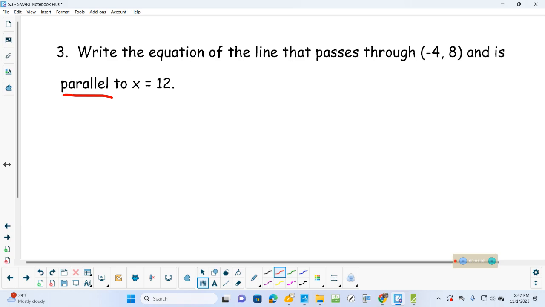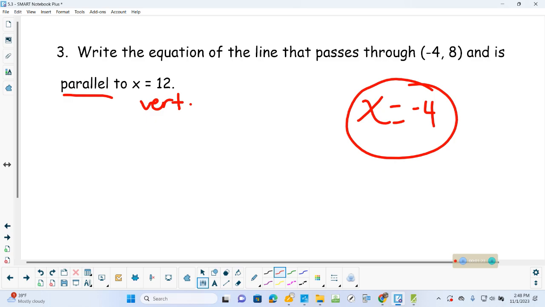So you guys doing this? Vertical. So if we want to make it parallel, we need another vertical line, aka another x equals style. Well, if we have to go through that point, x better equal what? Now, just to review, what if it said perpendicular? Y equals, and on this one, obviously, y equals 8. I love the no work problems.